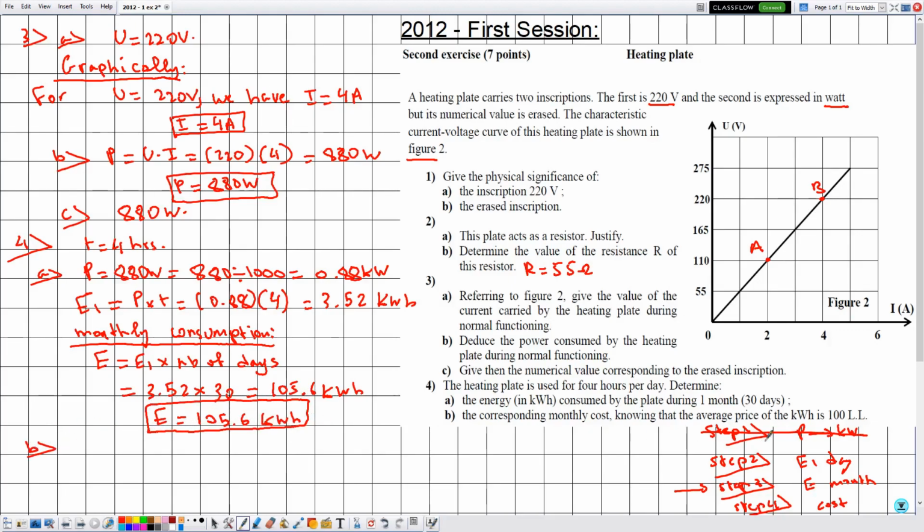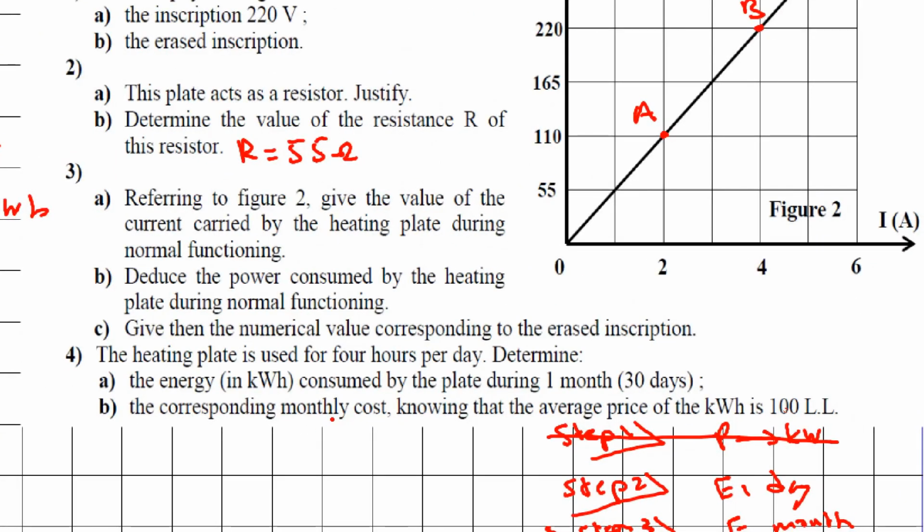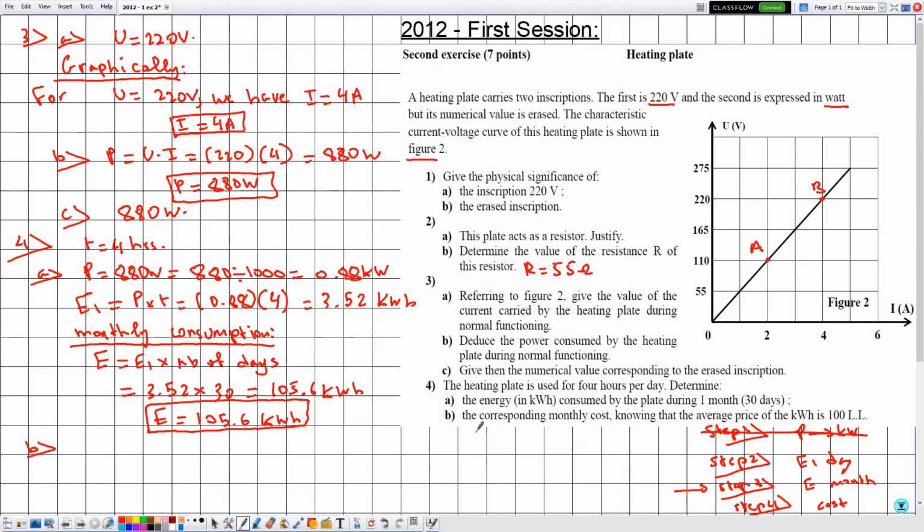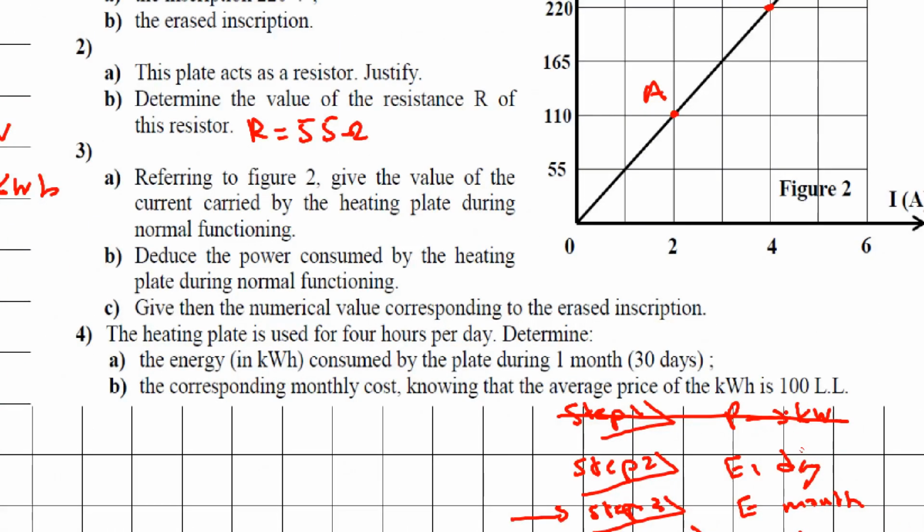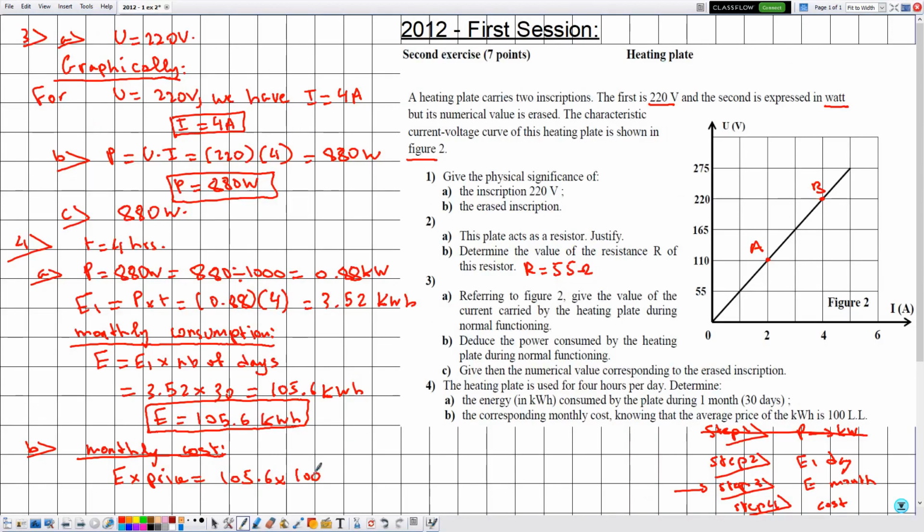Now in part B, they are telling me to determine the corresponding monthly cost, knowing that the average price of the kilowatt hour is 100 Lebanese liras. Then the monthly cost is given by E times the price, which is equal to 105.6 multiplied by the price, which is 100 Lebanese liras. So the cost is 10,560 Lebanese liras.